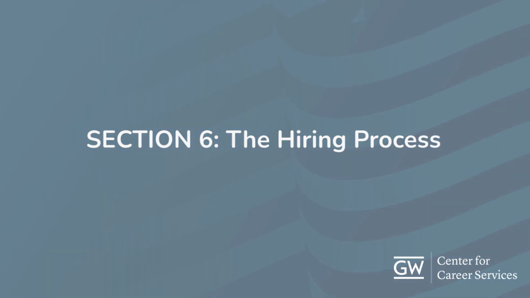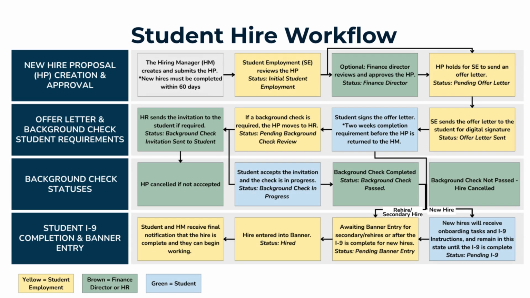Section 6. Hiring process. Once you have identified your top candidate, the next phase is the hiring proposal. This is the formal bridge between your selection and the student being cleared to work. At every step of the hire proposal process, the department hiring manager will receive progress updates by email. They can likewise see the status of the hire proposal directly in People Admin.